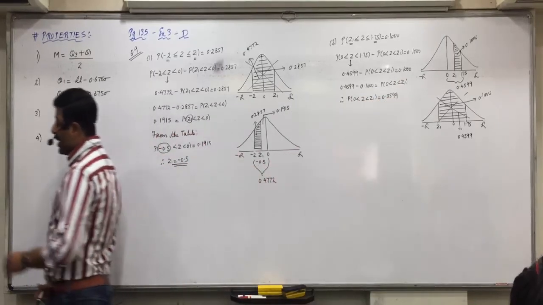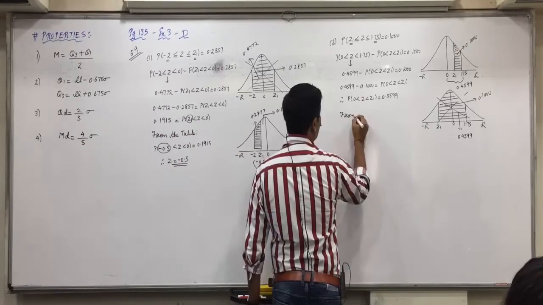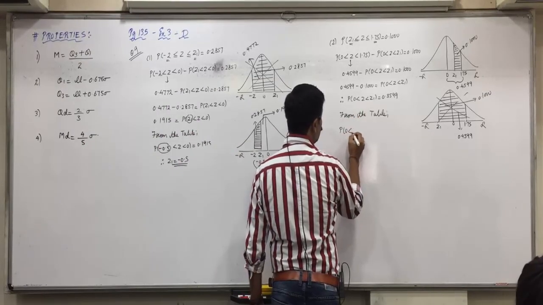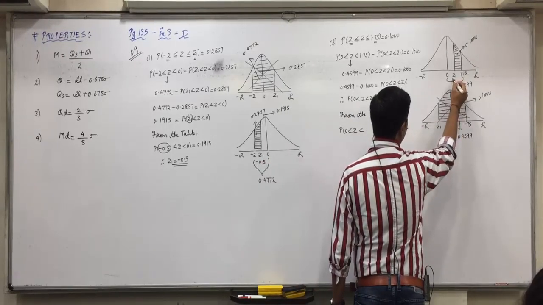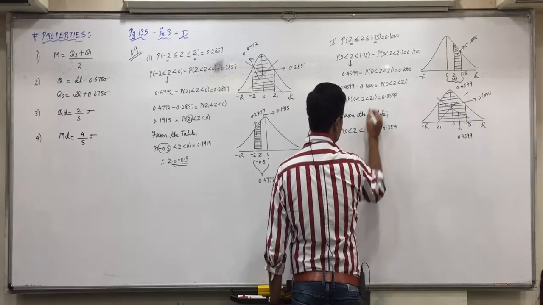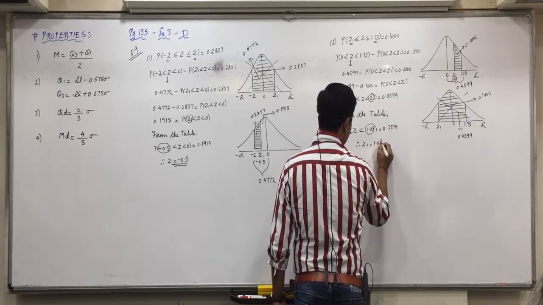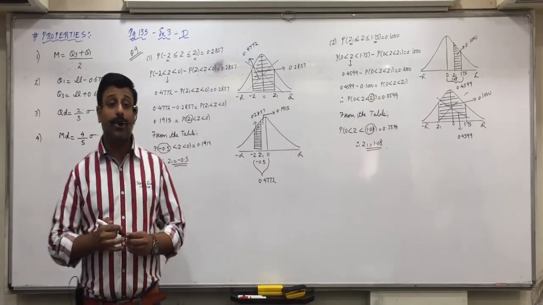Now in the table do we directly get 3599? 1.08, so no need to find the average. From the table, P of 0 less than z less than... now right side means positive or negative? Positive. 1.08 is 0.3599. So Z1 is 1.08. Did you understand this? This ninth question you have to repeat.